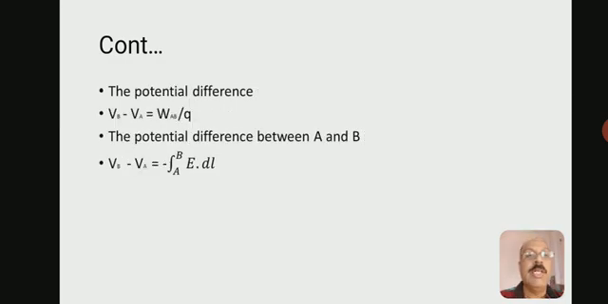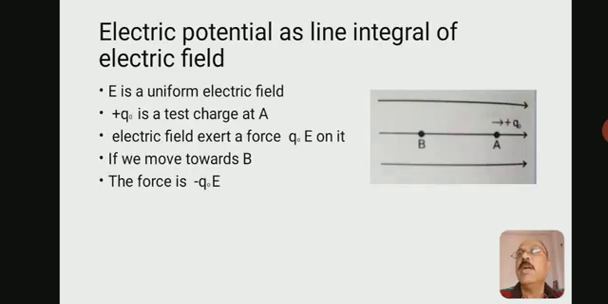Now the potential difference VB minus VA, by definition, is work done divided by charge, that is, W from A to B divided by Q. The potential difference between A and B is given by VB minus VA equals minus the integral from A to B of E into dl. This is the electric potential difference. Now we come to know electric potential as the line integral of the electric field.